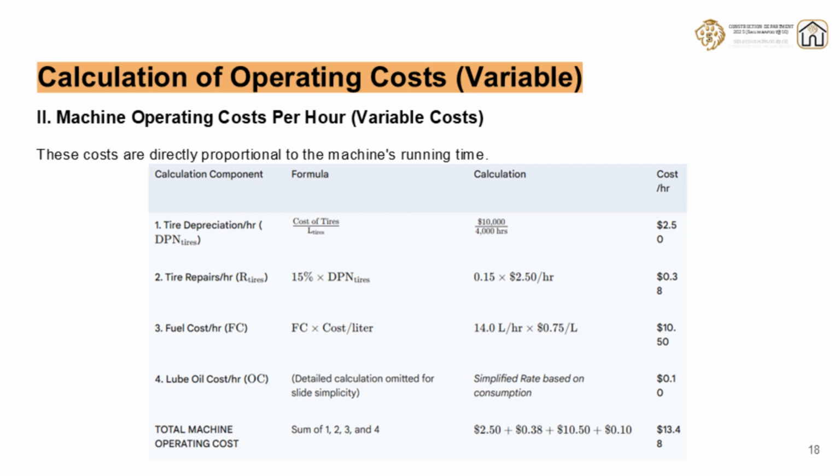The fuel cost is calculated by multiplying the consumption rate by the cost per liter, giving us $10.50 per hour. Finally, a simplified rate for lube oil cost is included at 10 cents per hour. The total of these variable costs, the total machine operating cost, is $13.48 per hour.